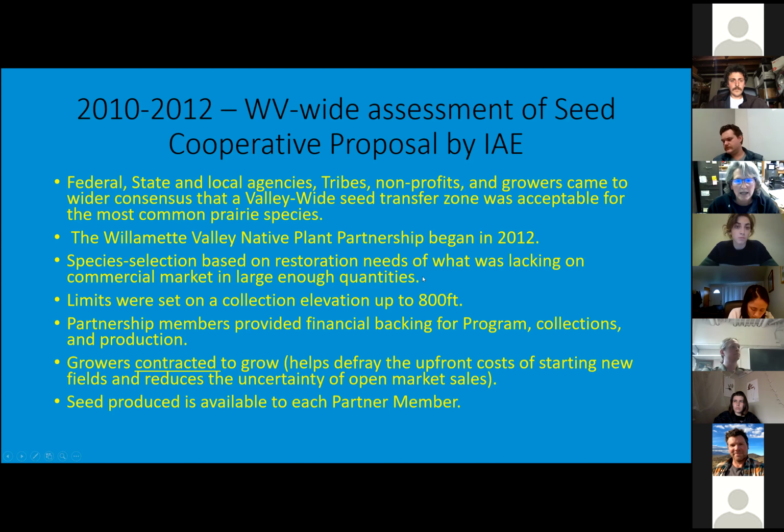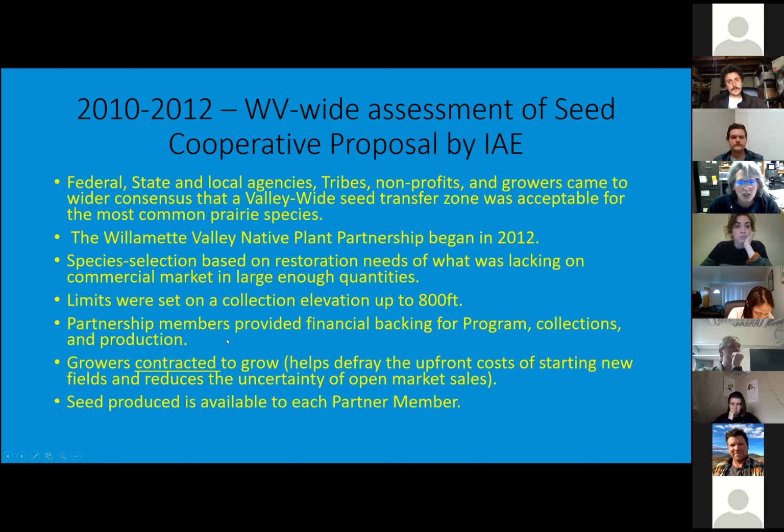They pretty much just looked at what the restoration needs were, and what seed was lacking on the commercial market in large enough quantities, because people wanted to restore it, and there are only a few growers, we're one of them. There just wasn't enough seed of enough of those species. They did set the limits to the Willamette Valley up to 800 feet. We decided that would be prudent because of higher elevation populations; there have been some reciprocal transplanting studies of Elymus glaucus, blue wild rye, and some of the grasses, and they have found the low elevation ones don't do well at the higher elevations.